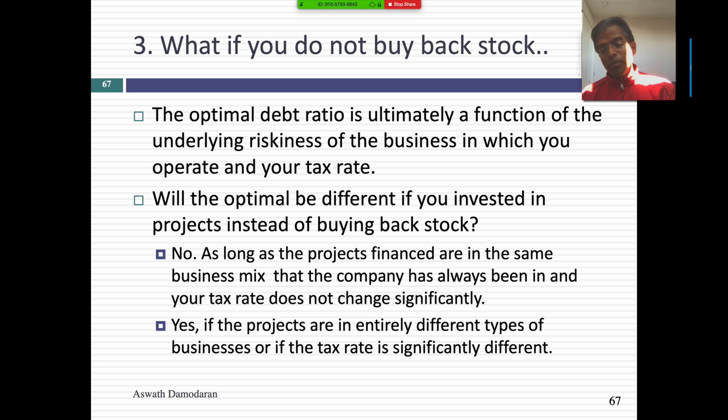And they have a bad year. And their rating is single A, even at a 40% optimal. It's not double B or single B. So I ask a final question. What if we don't want to buy back stock?